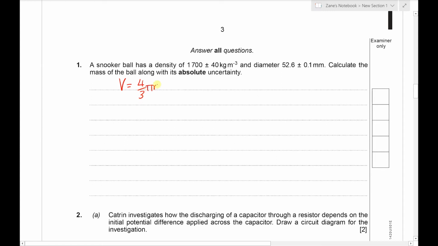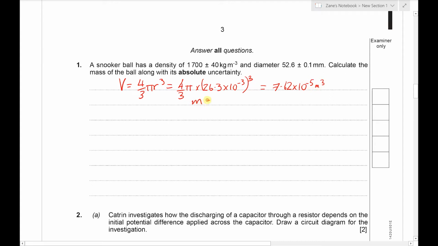4/3 pi r cubed. That formula is in the back of the data book if you forget it. Now the diameter is 52.6, so the radius is 26.3, but it's millimeters, so we convert to meters and remember to cube it. And then we end up with 7.62 times 10 to the minus 5 meters cubed.